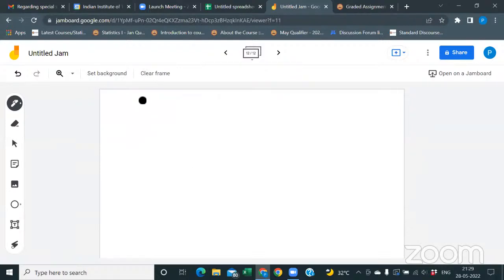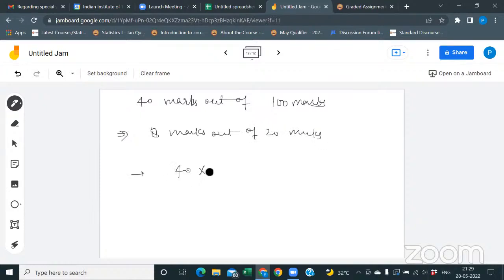Suppose you got 40 marks out of 100 marks. Then can I say I will get 8 marks out of the 20 marks? Yes, of course. How? By 40 into 20 by 100, that is 40%. You have to convert the score into 20 points. Suppose the question is like 100 points and you got 40 points, that means 40 into 20 by 100.